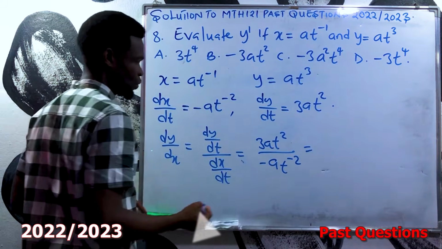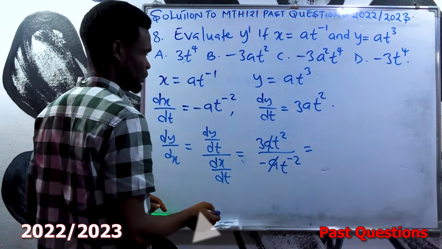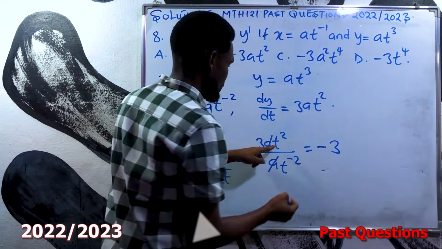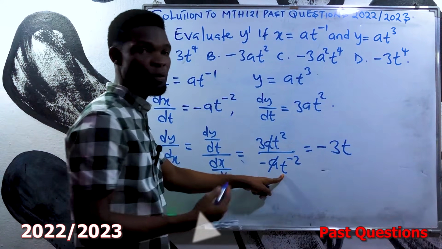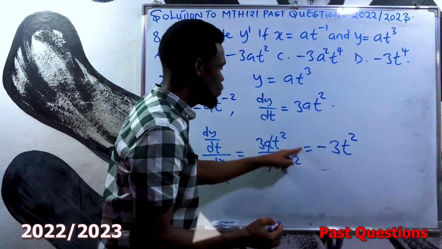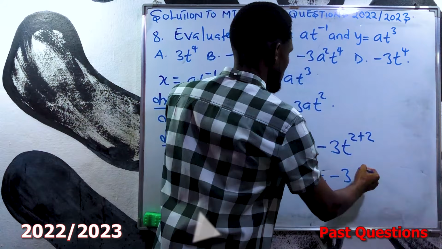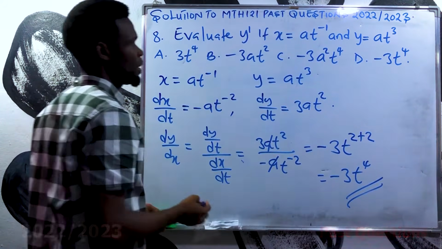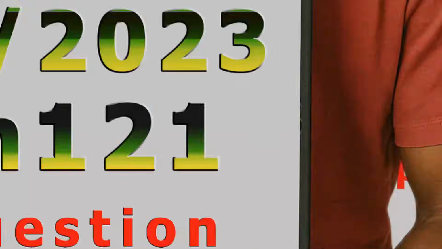So this is equal to, a and a will go. So I have minus 3. t is here, t is here. You pick one t from the laws of indices. This is 2. Look at it here. Then this minus 2 here will move up and become plus 2. So the answer is minus 3 t raised to the power 2 plus 2 is 4. That gives you the final answer. And that is option D.